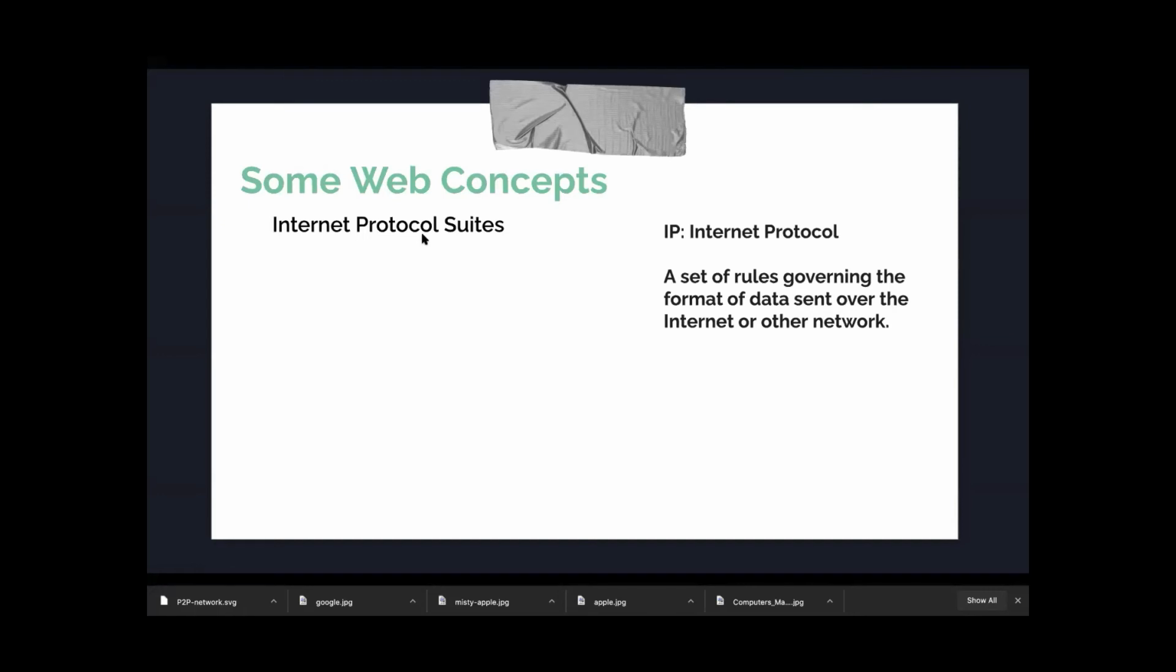So the Internet Protocol is actually a set of rules governing the format of data that is sent over the internet or other networks. It could be peer-to-peer, it could be client-server, but the IP is what is governing it. Because of that, we all have an address so that we can locate where a file is moving from and where it is moving to. So the Internet Protocol has 4 layers.